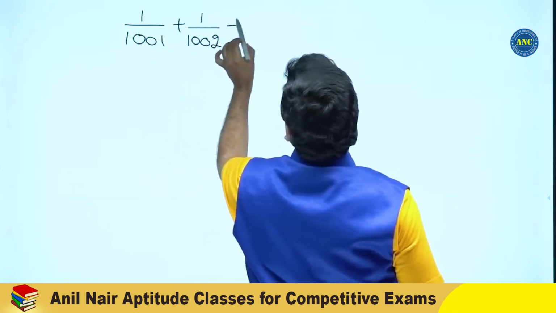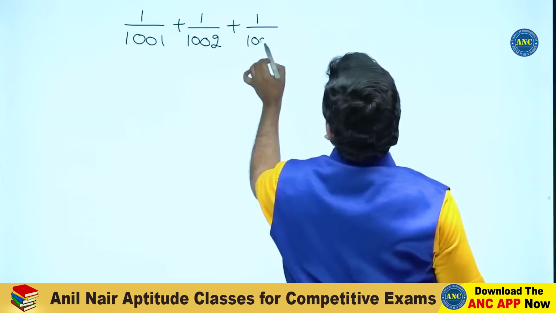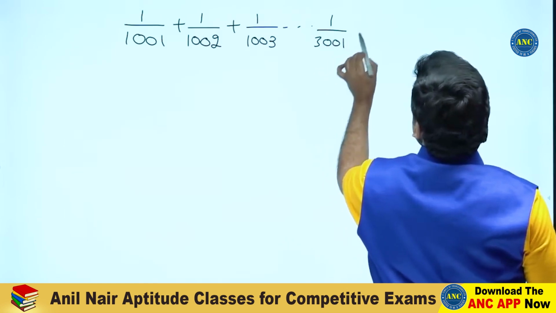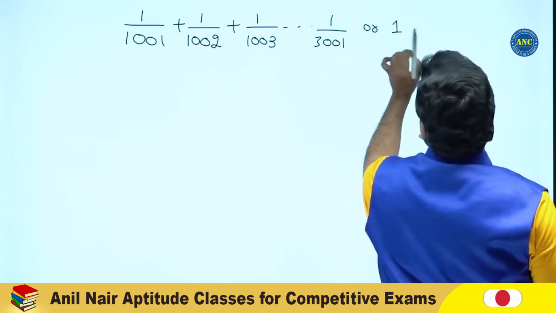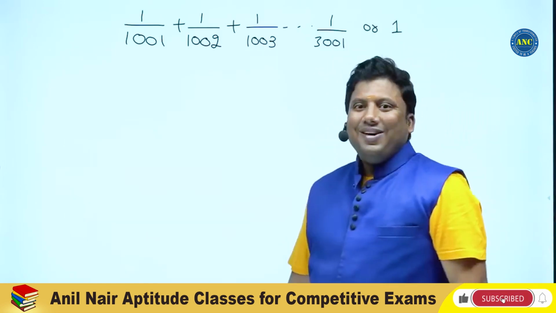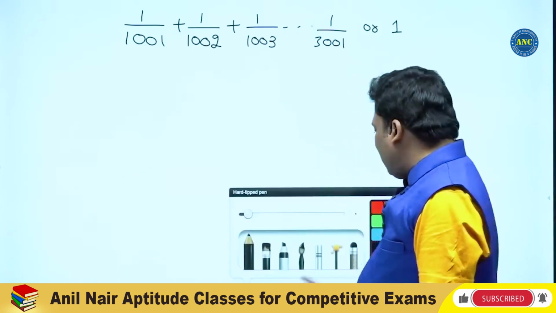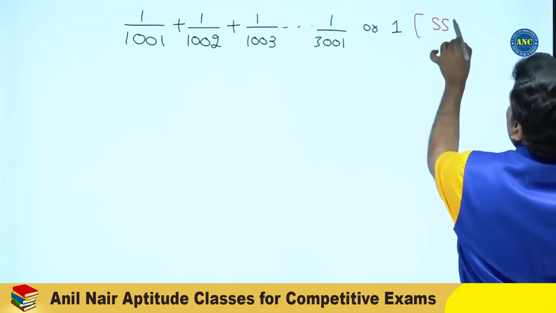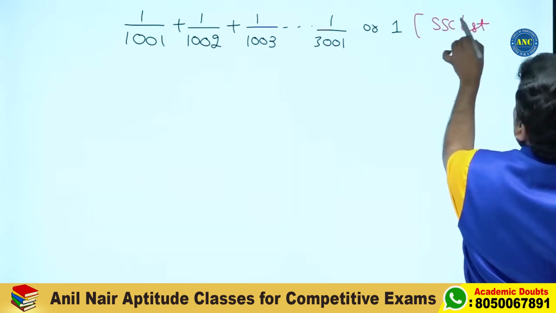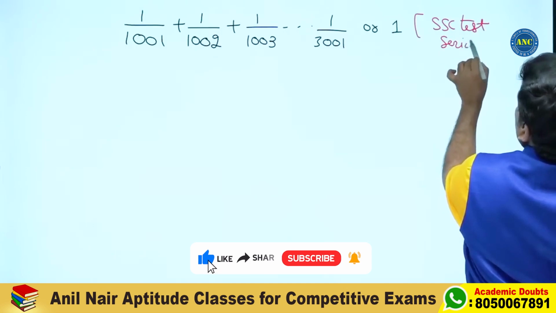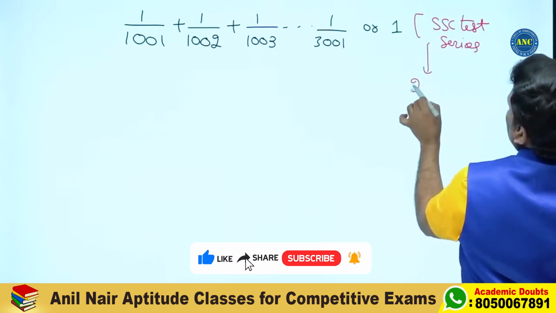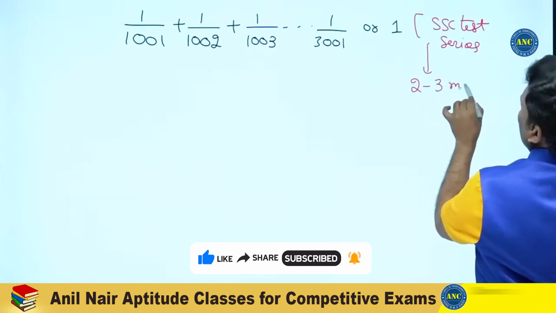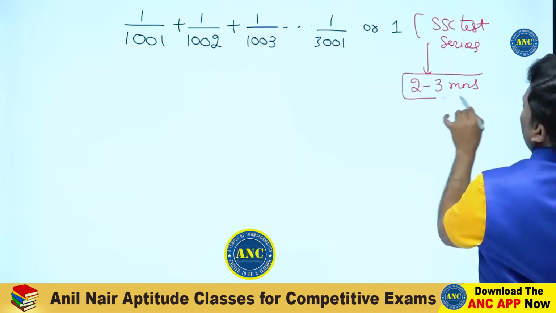1 by 1001, 1 by 1002, 1 by 1003, and so on up to 1 by 3001, or 1. Another very, very good question. 1 by 1001 plus 1 by 1002. The source also I will tell you. Some student is solving it in an SSC test series. A 10-step solution is there. The teacher said that the topper has solved this question in the range of 2 to 3 minutes. This is considered to be a toughest question.